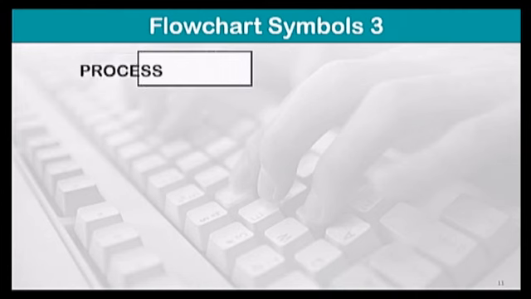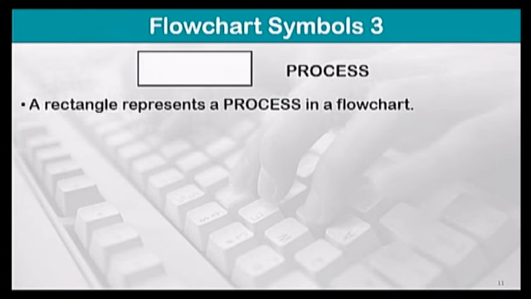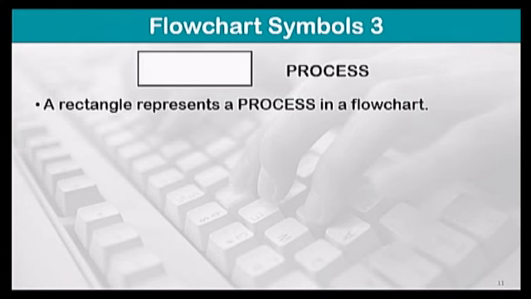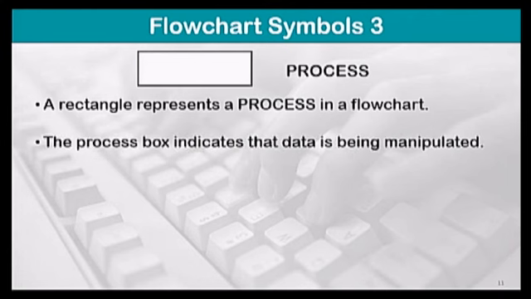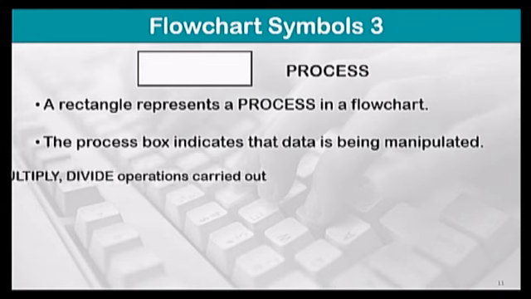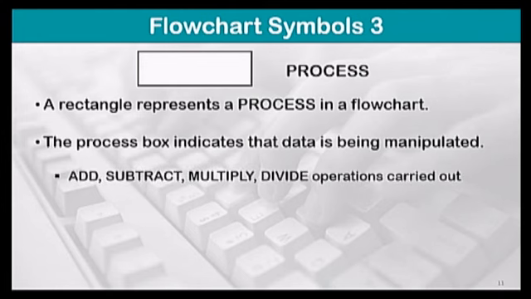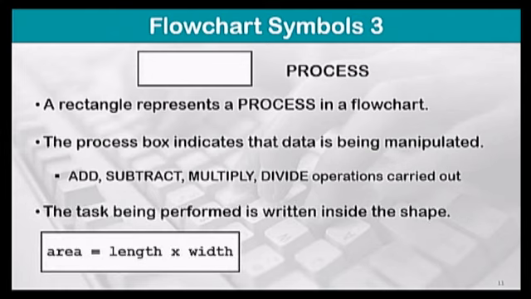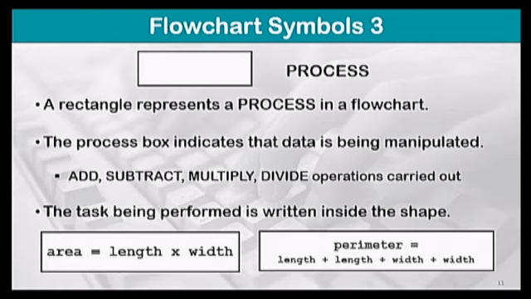A rectangle. A rectangle represents a process in a flowchart. The process box indicates that data is being manipulated. Usually operations such as addition, subtraction, multiplication or division are carried out on the data received. As usual, the task being performed is written inside the shape. For example, area is equal to length multiplied by width.